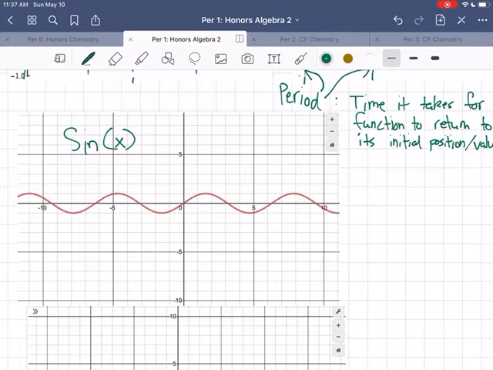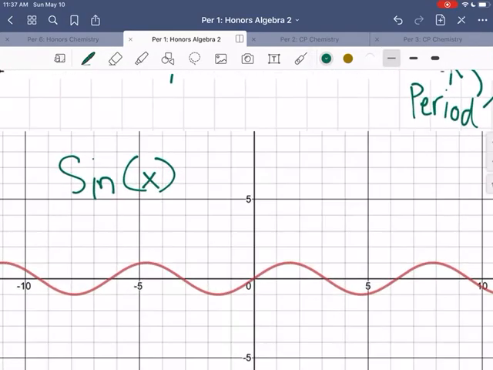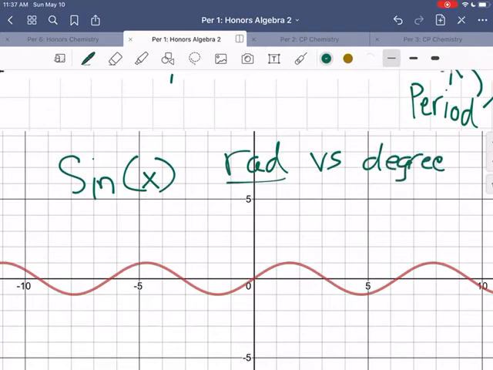So we're going to talk about what the period is in this one. Now, if you've ever looked at your calculator and seen rad versus degree, the rad is called a radian. That's the full word for that. And that is really important because it's kind of like the timekeeper for a periodic function.